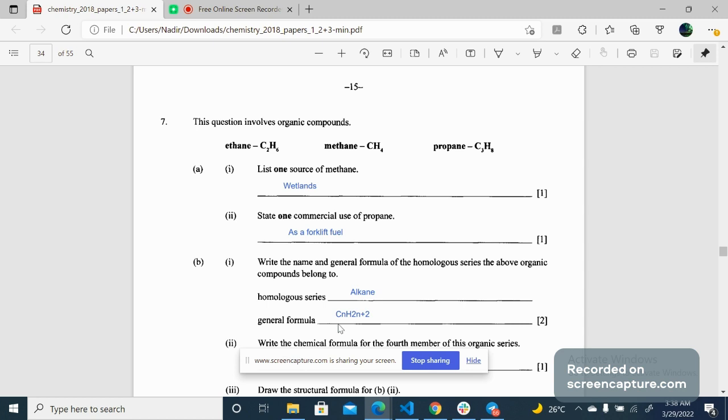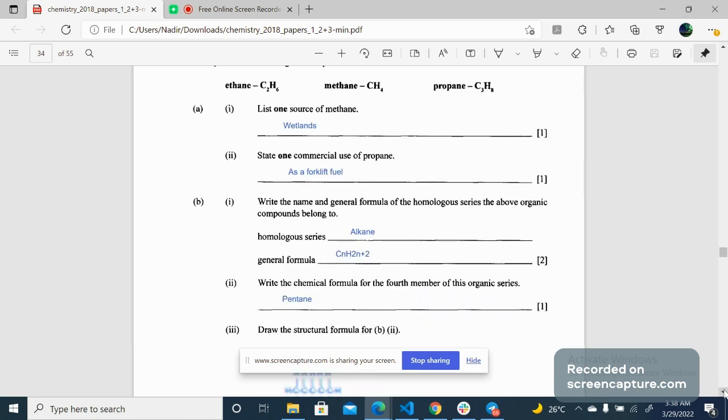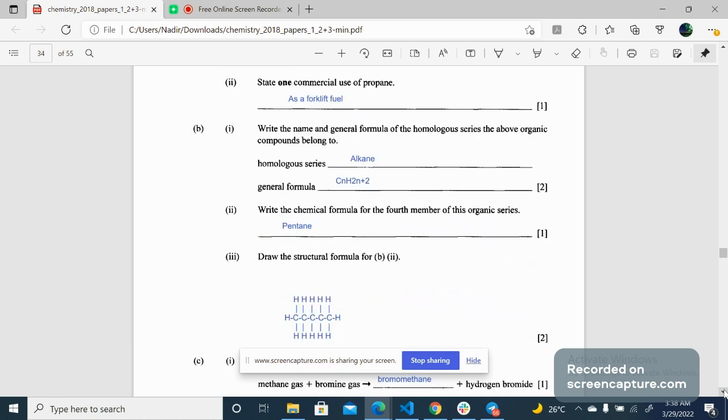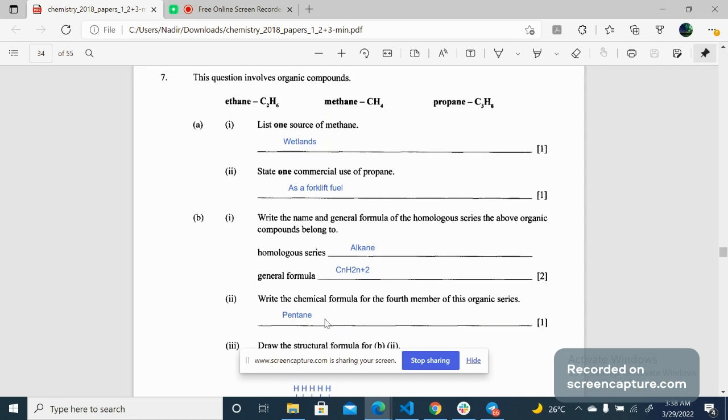For example, if we put n as 1, this becomes CH4. If we put n as 2, it becomes C2H6. If we put n as 5, it becomes C5H12. This is how it goes. Then part 2 asks for the fourth member. The fourth member is not pentane but butane.